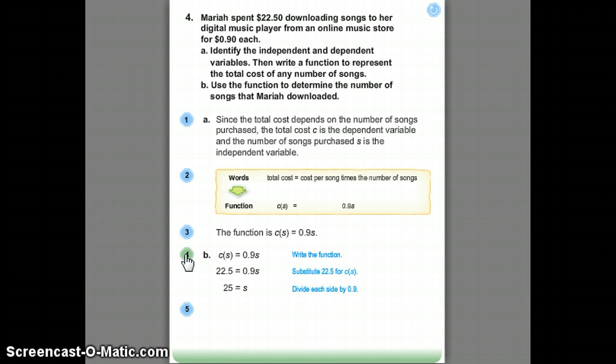So let's look at B. If I wanted to solve this, I would take C of S equals 9/10 S, which is my function, then substitute $22.50 for C of S, because that is the cost. In the last one, we were given the amount to put in for S, but in this problem, we're actually given the cost. So determining what we have is going to help determine how to write our function. When I solve that by dividing both sides by 9/10, I get 25 equals S, or Mariah downloaded 25 songs.